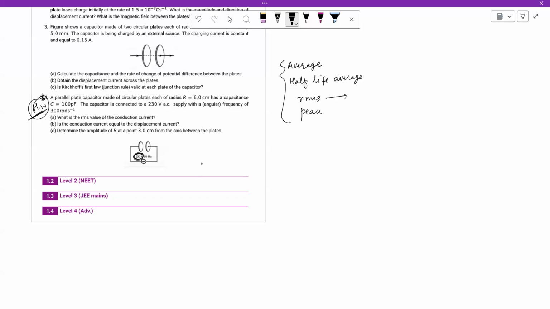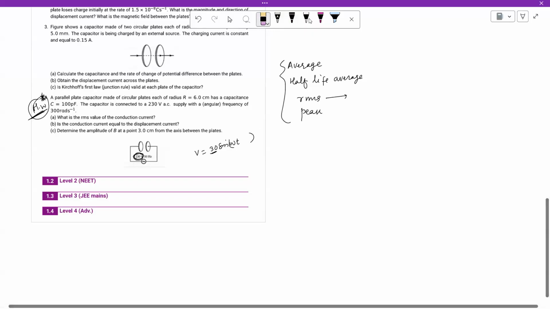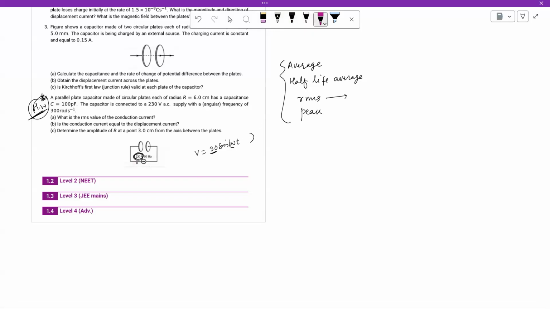But let's say they give it in this form, 30 sin omega t plus, let's say, 5. So this value is what? V naught, so this is the peak value, right? If they give this kind of value, then it is RMS. If they give this kind of value, then we have a peak value. So this is the thing that we have to first identify.